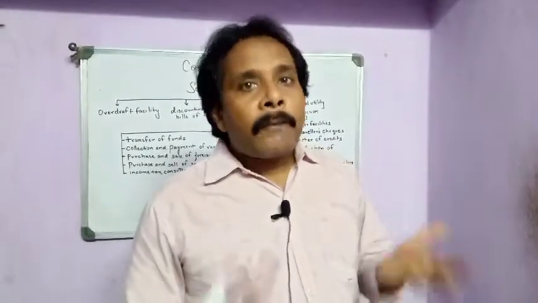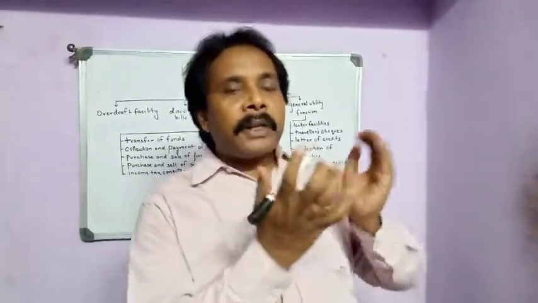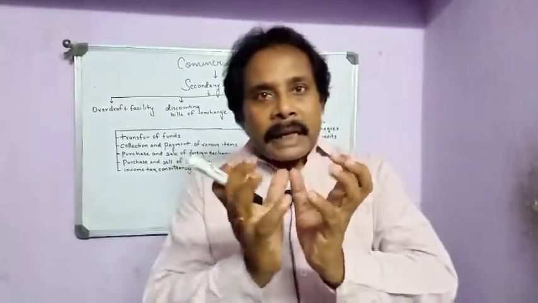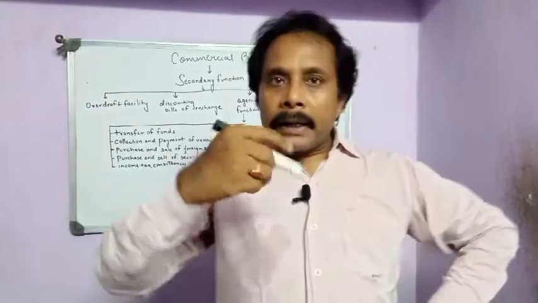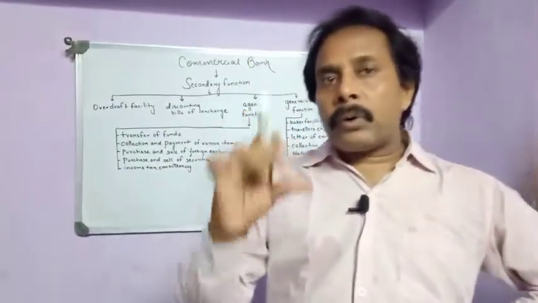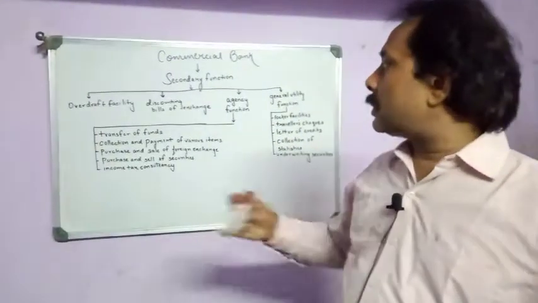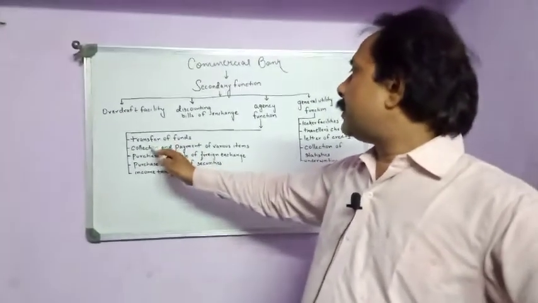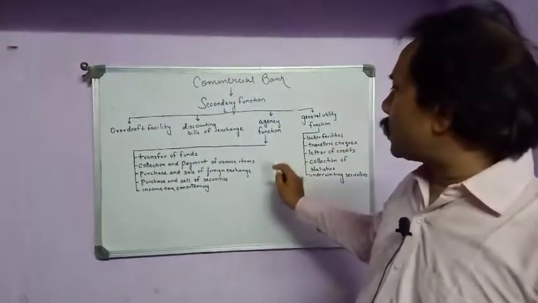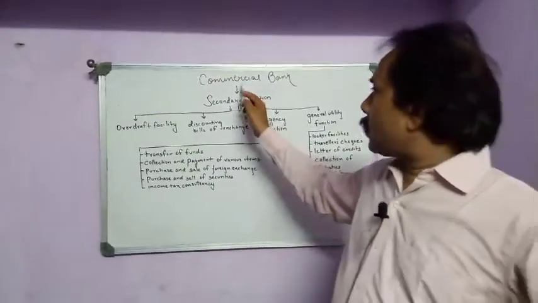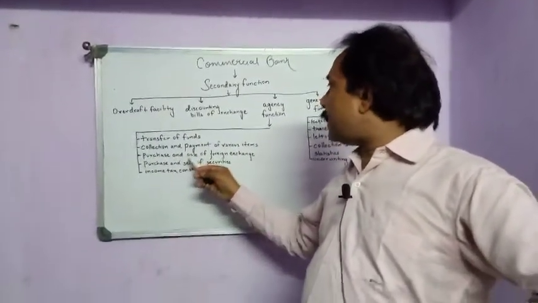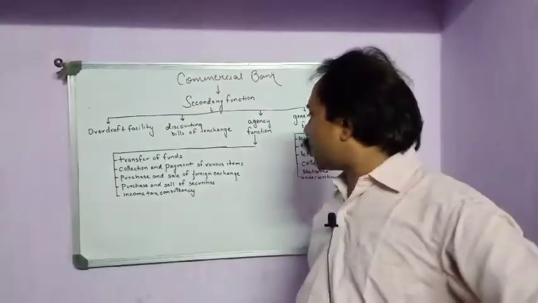So on behalf of myself, that dividend will come and that is accepted by the banks, and the banks will credit that amount in my own account. So we can say that the collection and payment of various items is also done by the commercial bank. Third is the purchase and sale of foreign exchange.